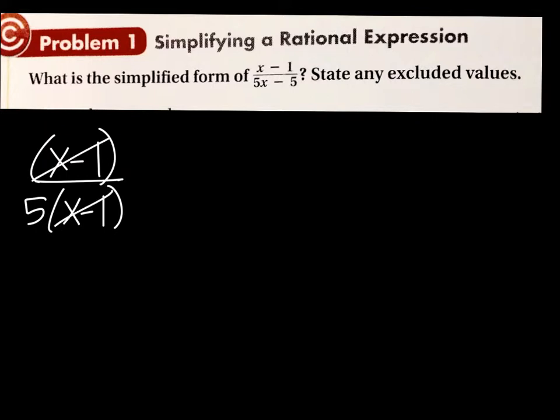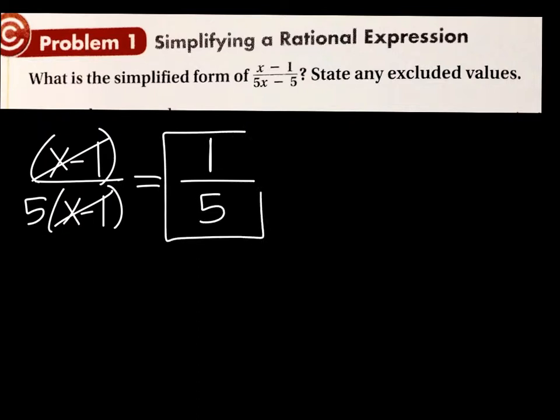You have to cancel a whole factor. So what's left up top? A 1. What's left in the bottom? A 5. So my answer is 1/5.